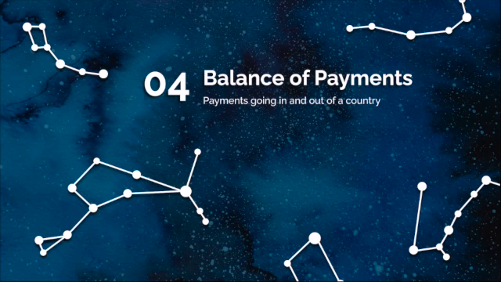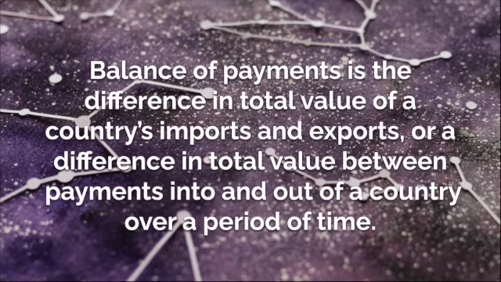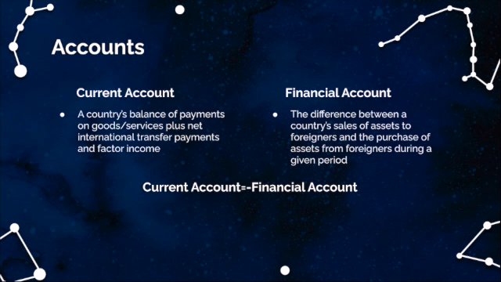The fourth topic is balance of payments. Payments going in and out of a country. Basically, it's the difference in total value of a country's imports and exports, or a difference in total value between payments into and out of a country over a certain period of time. So there are two accounts. One is the current account and the other one is the financial account.